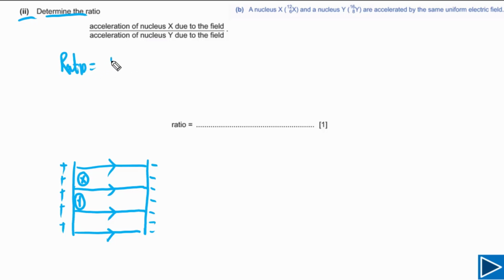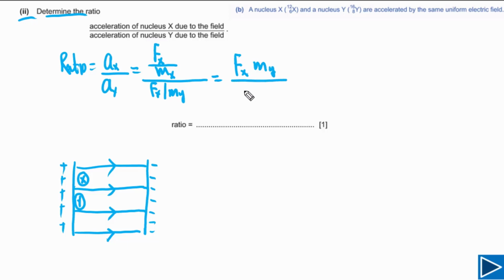So the ratio you need to find is between AX and AY, and acceleration is equal to force divided by mass. So this will be the force on X divided by the mass of X, and we need to divide this by the acceleration of Y, which will be the force on Y divided by the mass of Y. Now we can simplify this and write it as the force on X times the mass of Y nucleus, divided by the force on Y nucleus times the mass of nucleus X.